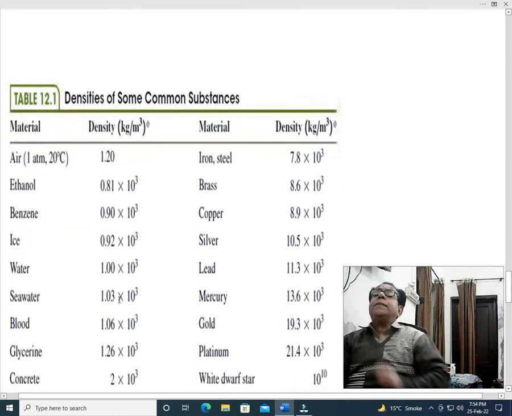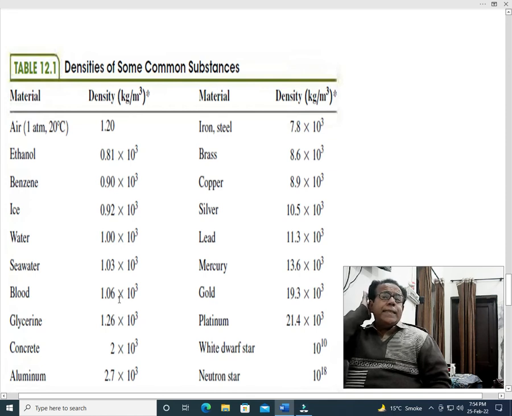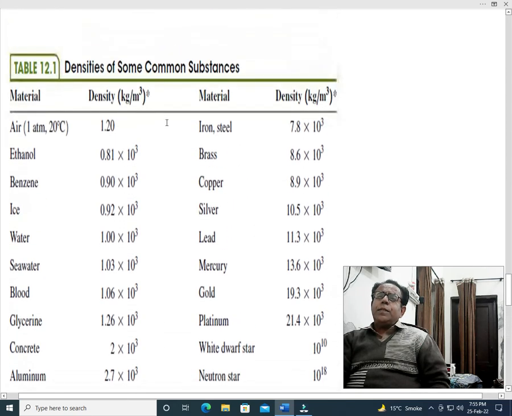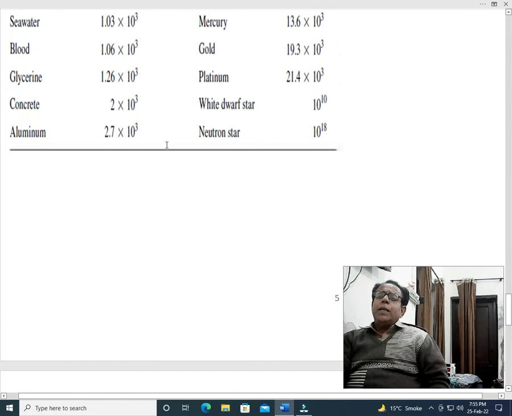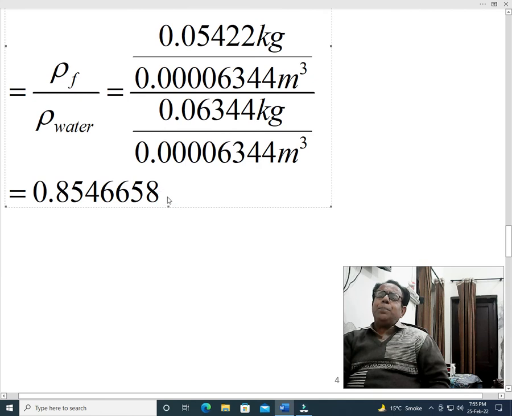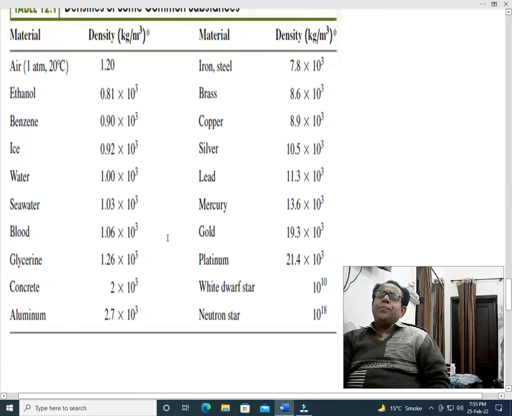Now we move towards the table. This is the table of densities, from where the density of water is given as 1000 kilogram per meter cube. It was used in solving our problem. Now we come towards the reference. To this extent our problem has been solved 100%, and from this table only the density of water was used.